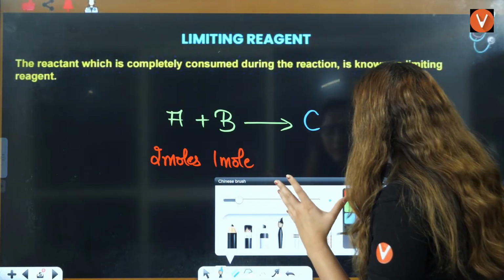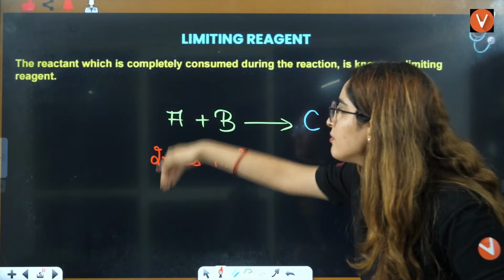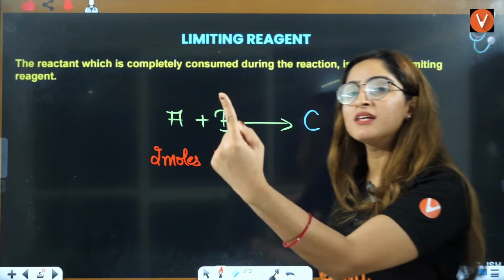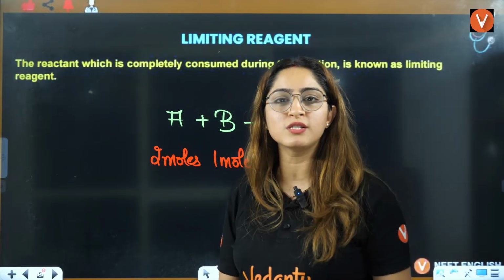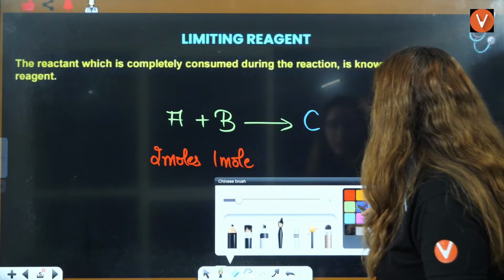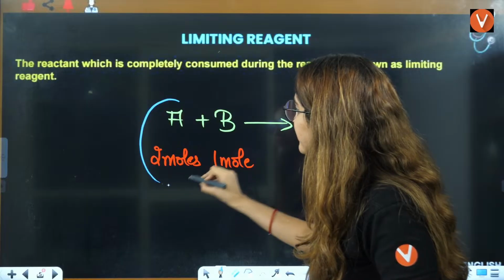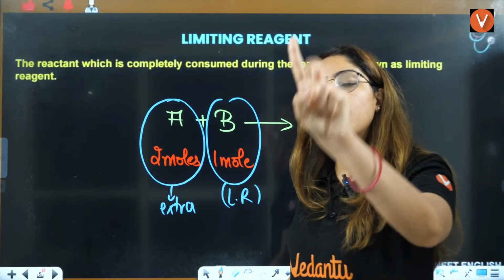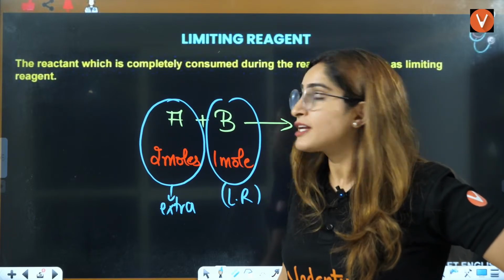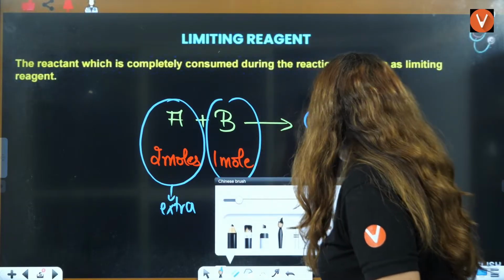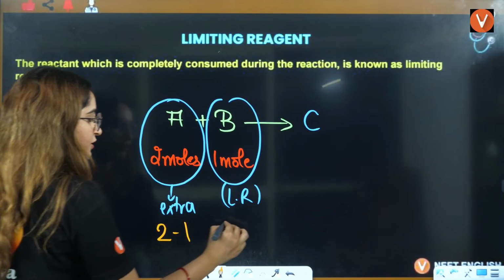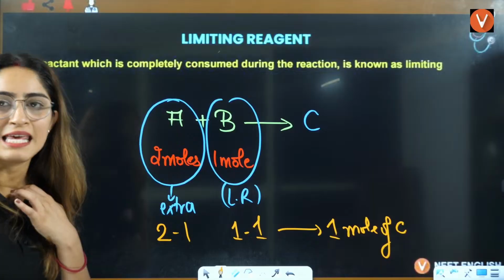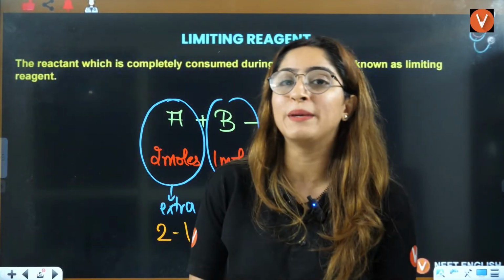If 1 mole is reacting with 1 mole, then 2 moles will react with 2 moles. That means, can I say this one is the extra thing we are having? And this is your limiting reagent. Why? Because 1 mole was reacting with 1 mole to give 1 mole of product. Here you have 2 moles, out of which only 1 mole will react, and you will have 1 mole of C here. So that is, in a reaction, your limiting reagent, right?